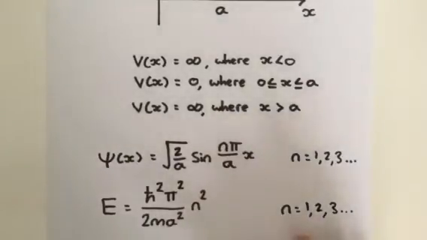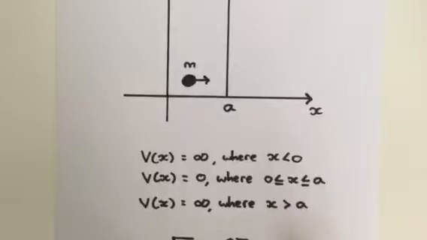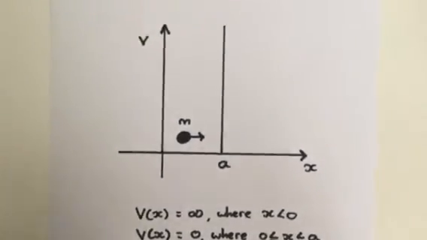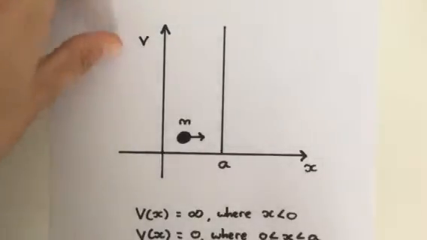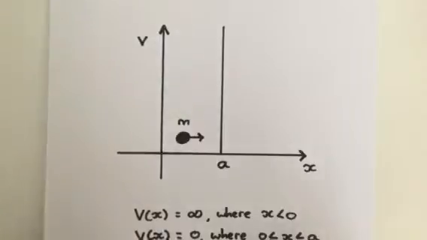So, there you have it. That's the overview of the infinite square well. Now we're going to deal with the Schrodinger equation, and over the next couple of videos, we're going to derive the wave function and look at the energy levels.